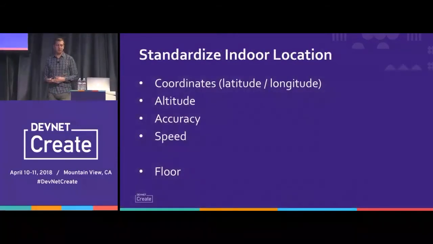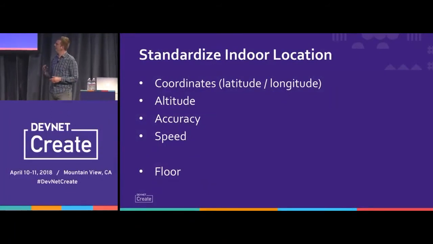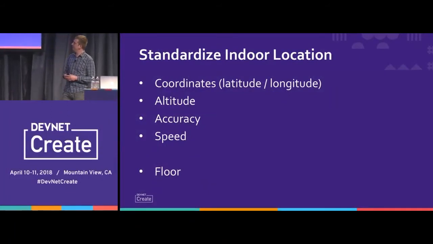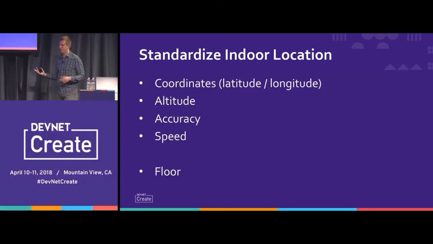So what does it mean to standardize indoor location? Location today, if you look at the GPS, is coordinates: you have latitude and longitude that position you anywhere in the world. You have an altitude, you have an accuracy, that's how good your position is computed and how much noise there is inside, and you have a speed.